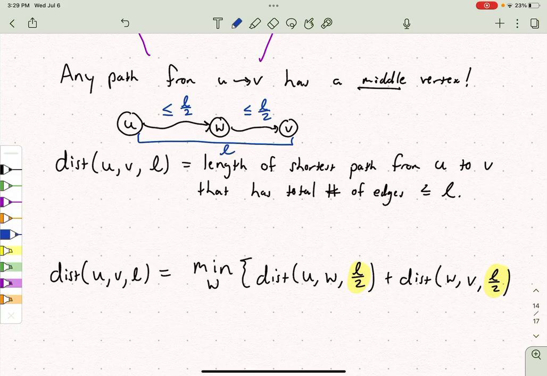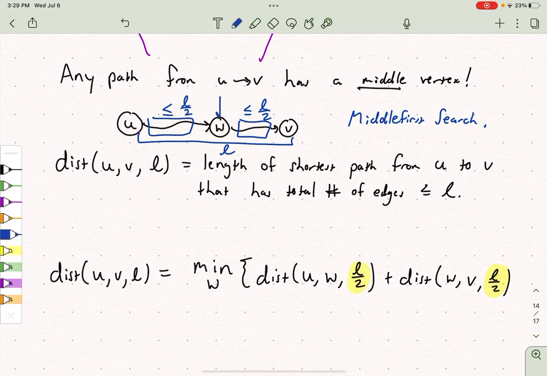You can also call this algorithm middle first search, because the idea is you're first finding the middle vertex, and then recursively, you're going to compute the shortest paths in each block. So clearly, the shortest path from u to v, if it has more than one edge, is going to have a middle vertex. Then you need to recursively find the optimal paths from u to w and from w to v. And naturally, we're going to try all possible w because we don't know in advance what the shortest path is, and so which w defines the middle node on the shortest path.